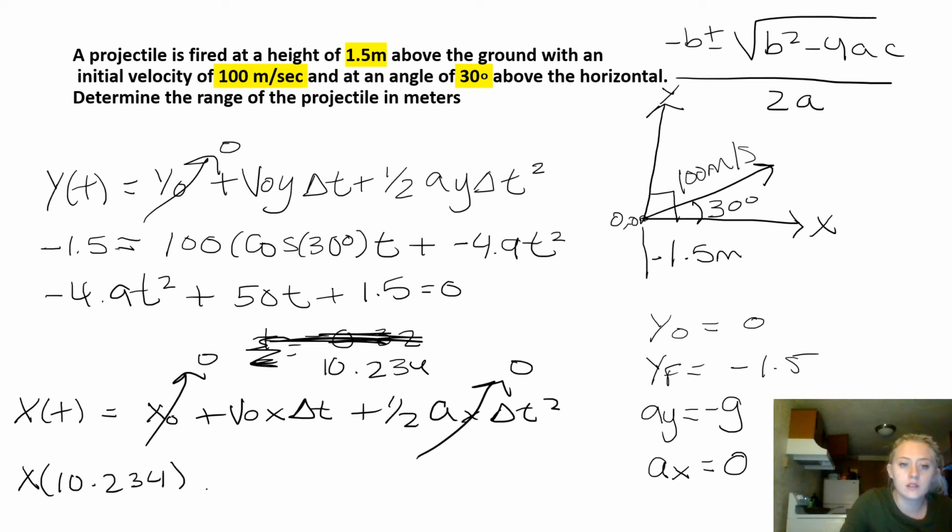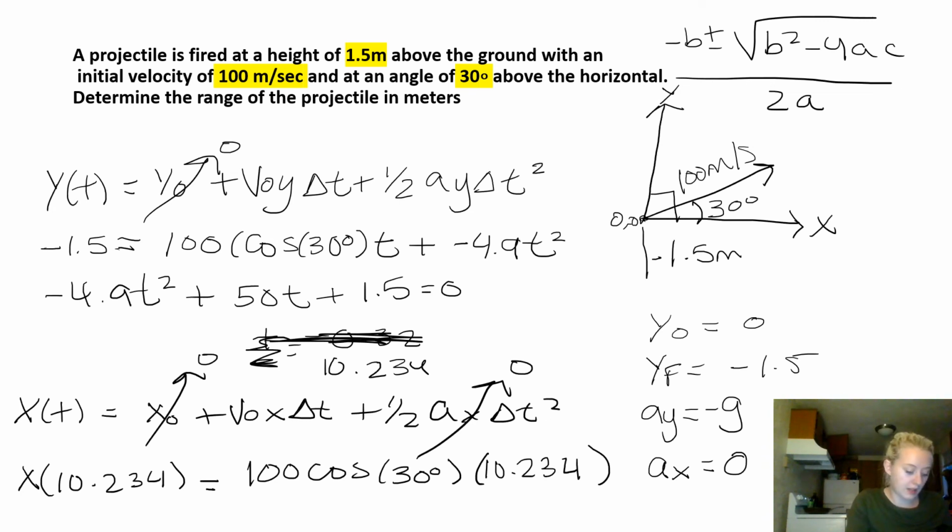So all we need to do is plug in x of 10.234 equals, our v0x is going to be 100 cosine of 30 degrees times, now plug in our t value, which is 10.234. And then I'm just going to put that into my calculator real quick. We're going to be about 86.29 meters away for our range.